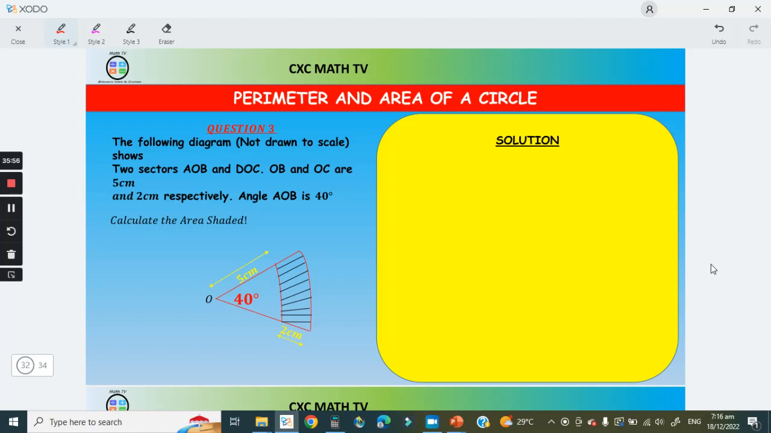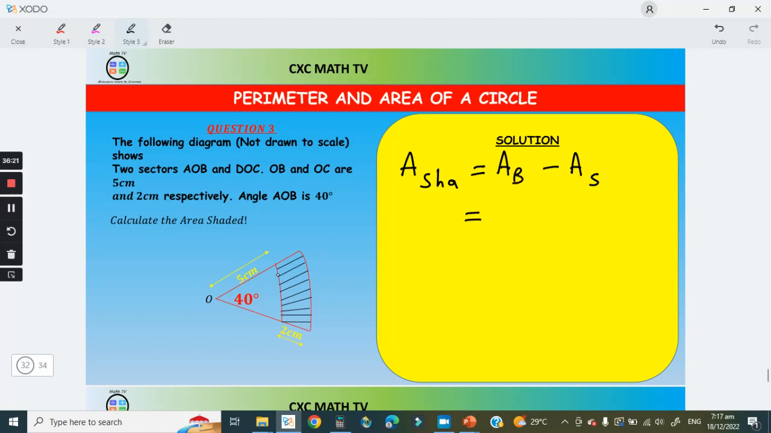Go ahead, pause the video and attempt this one. The following diagram shows us two sectors. Find the area shaded. It's very easy. The area shaded is just going to be equal to the area of the big sector minus the area of the small sector. How do we find the area of the big sector?